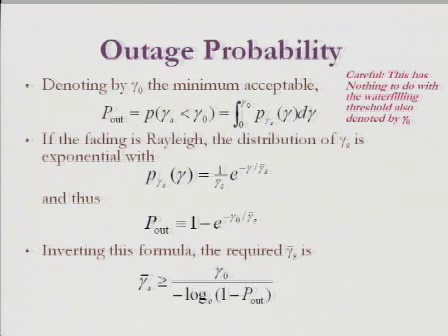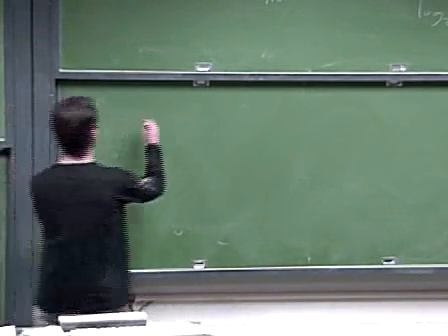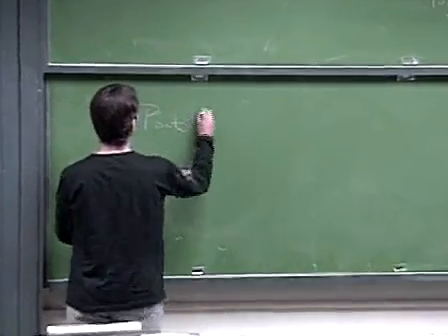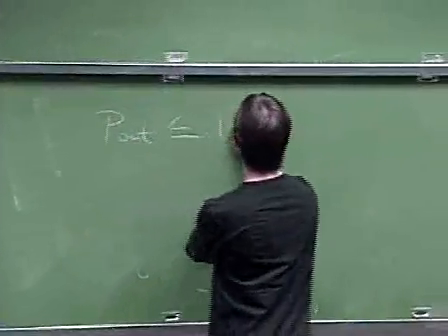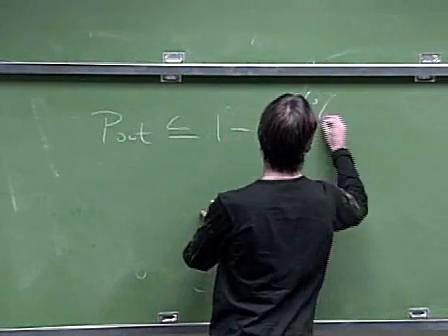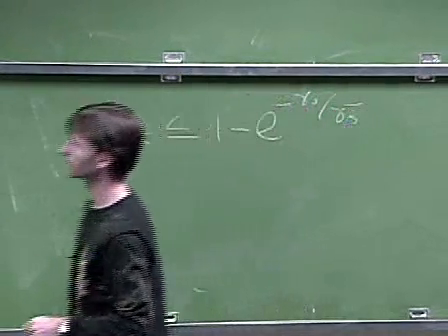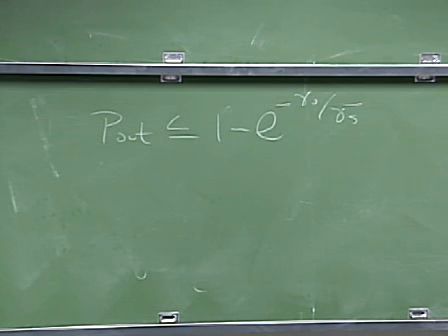Okay, so what I'm doing here is I'm saying, okay, I want to make sure that P out is less or equal than 1 minus e to the minus something. Okay, so I made this into an inequality because even if I tell you I want P out to be 10%, if you give me 5%, I'm also happy, right? So as long as it's below a certain value, it's okay.